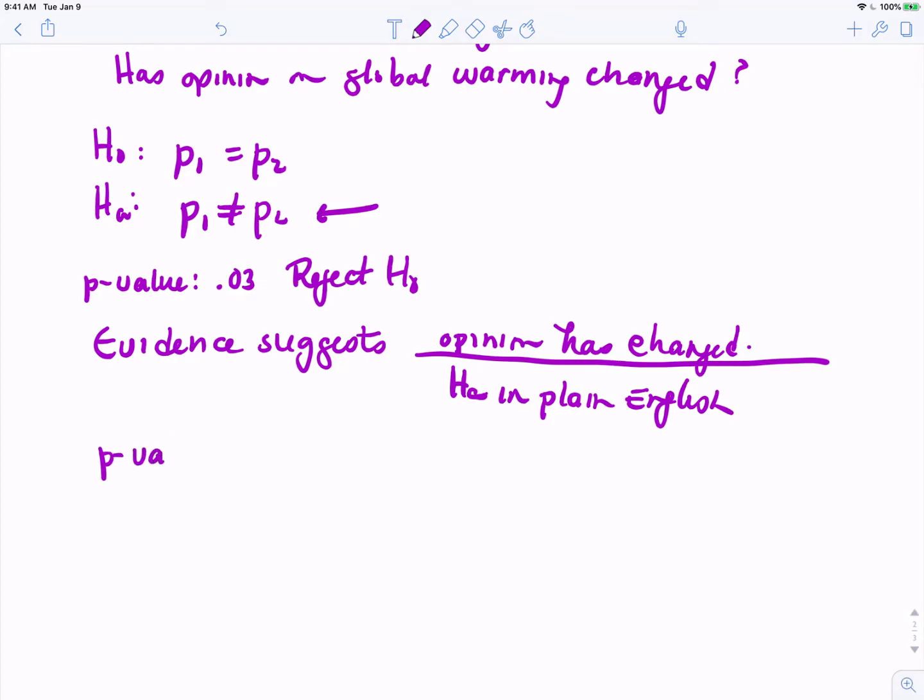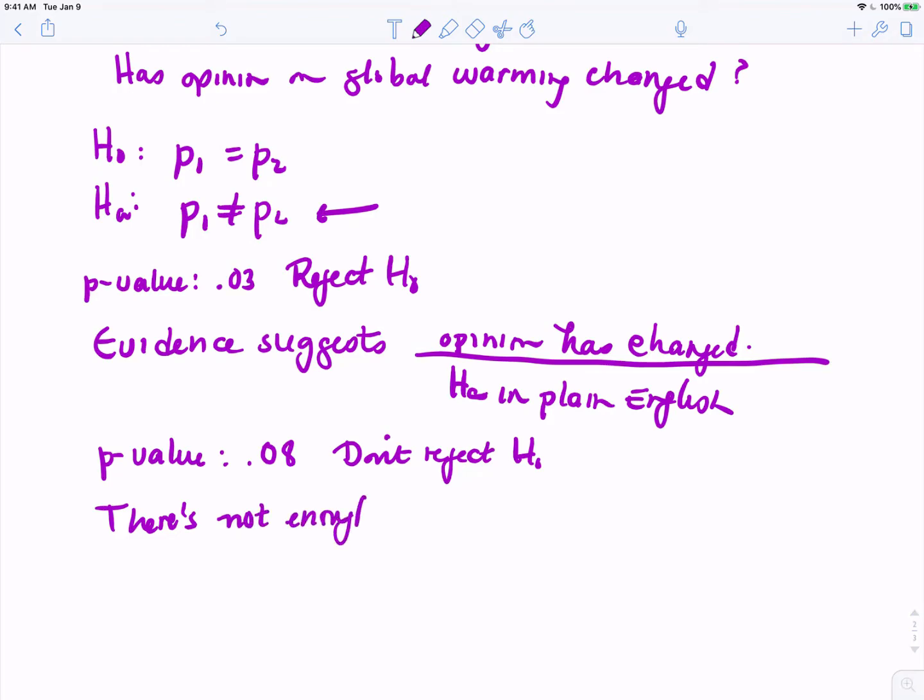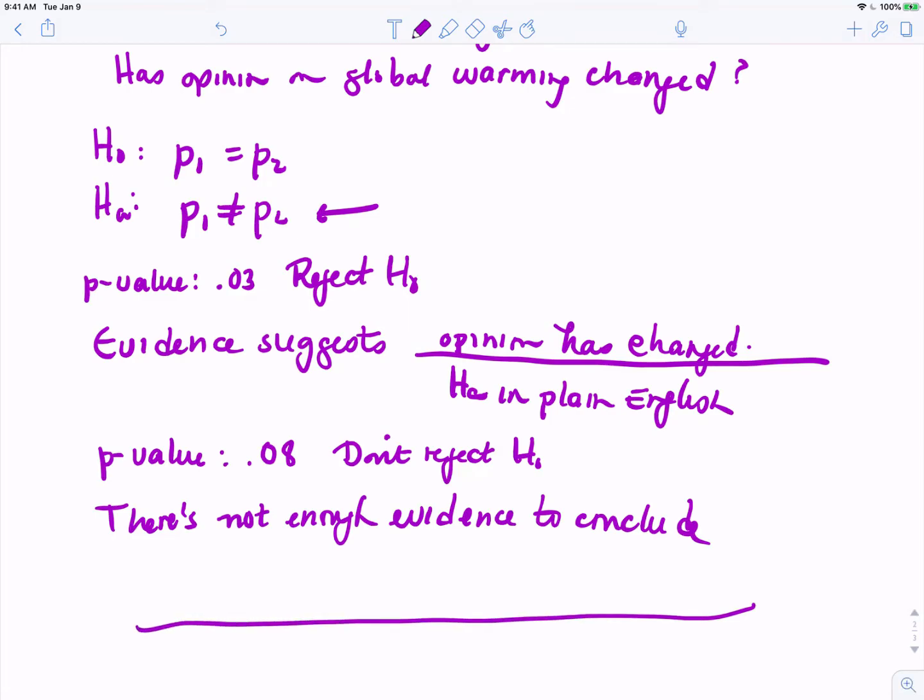Suppose you came up with a p-value of 0.08. Then you would not reject the null hypothesis. And you would write, there's not enough evidence to conclude, and you would still finish that with HA in plain English. So if you don't reject the null hypothesis, then there's not enough evidence to conclude that opinion has changed.